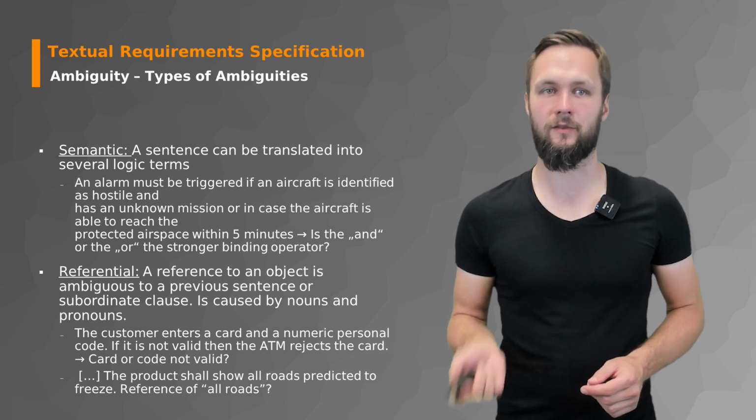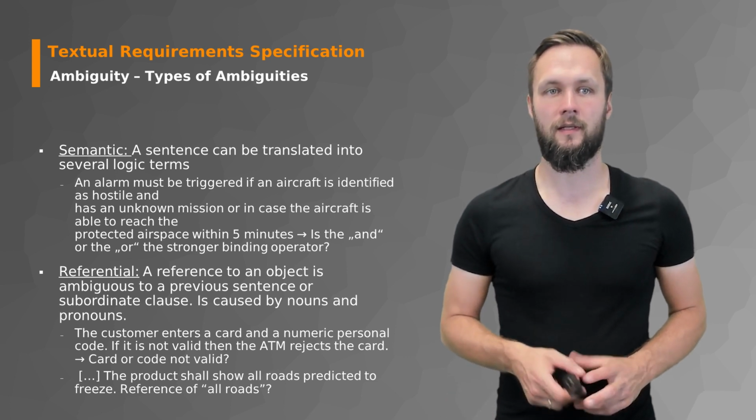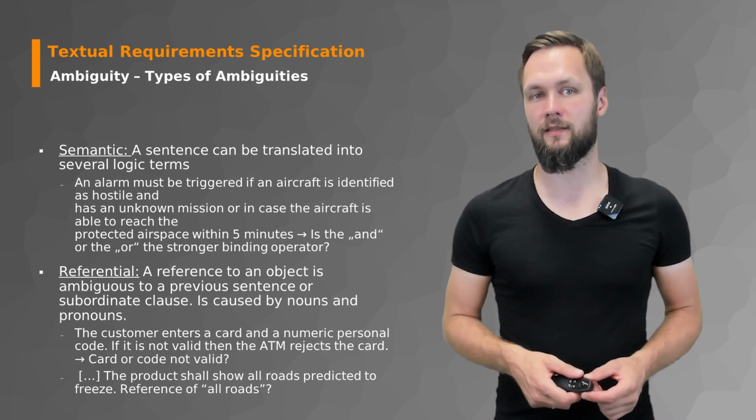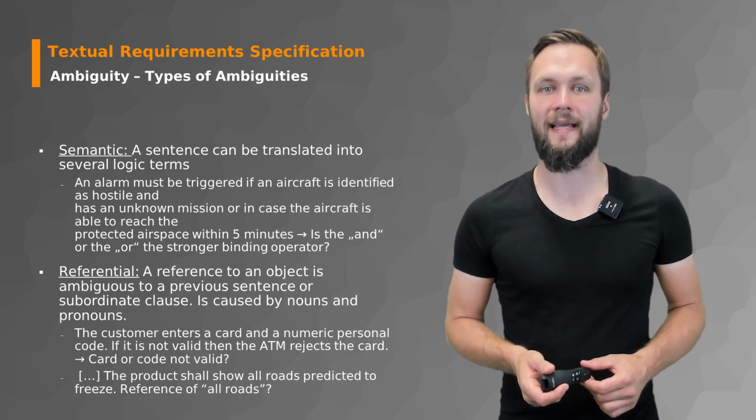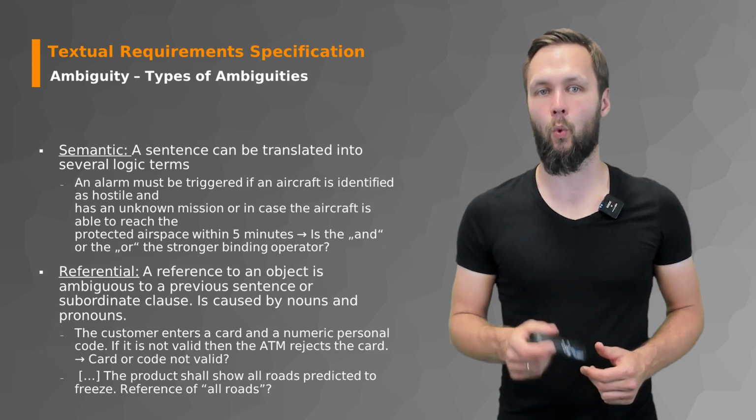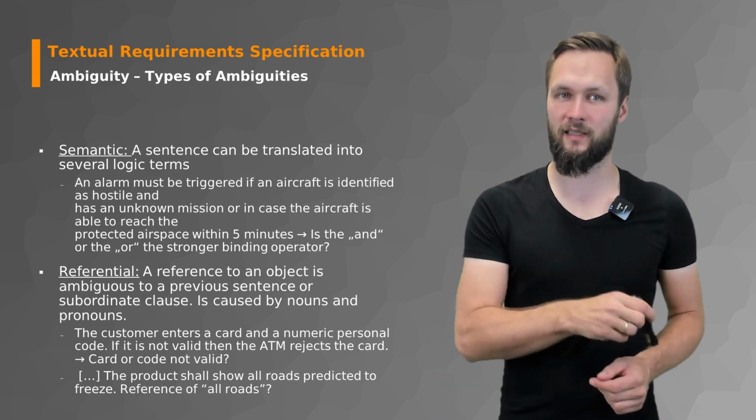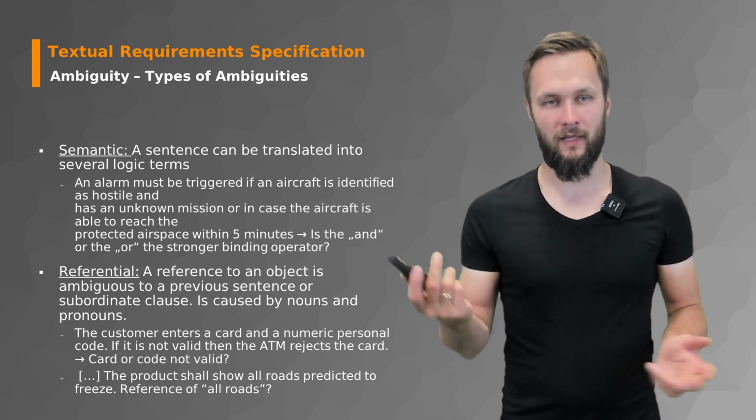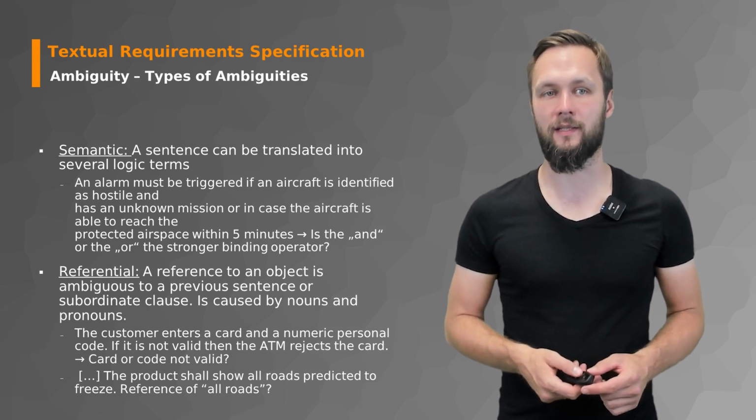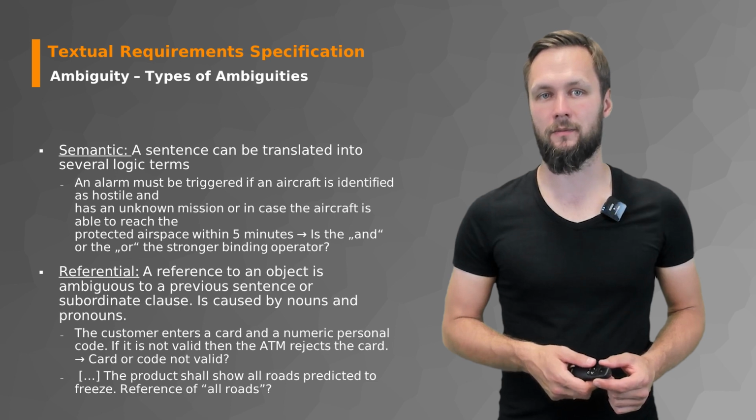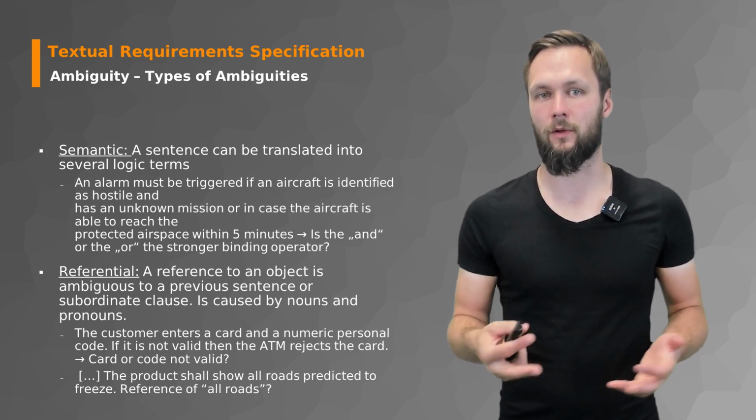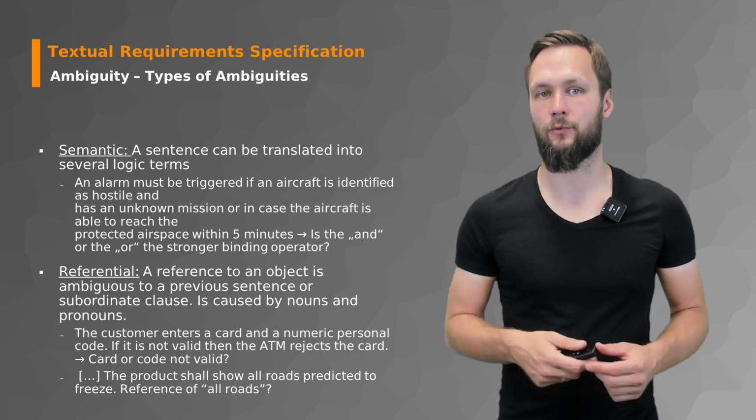And in case of referential, you have a reference to an object that is ambiguous to a previous sentence or a subordinate clause. So the customer enters a card and numeric personal code. If it is not valid, then the ATM rejects the card. What is not valid? Is it the card or is it the code? And finally, as a third example here, the product shall show all roads predicted to freeze. What's the reference of all roads? What does it refer to?